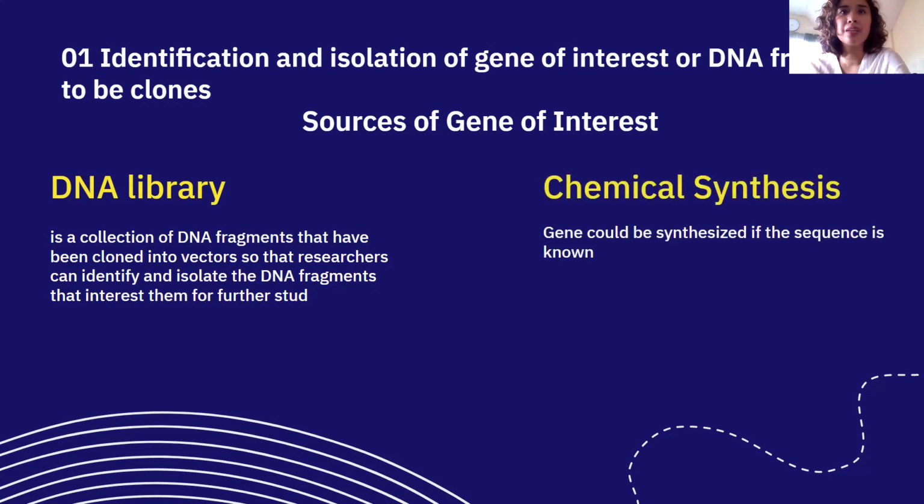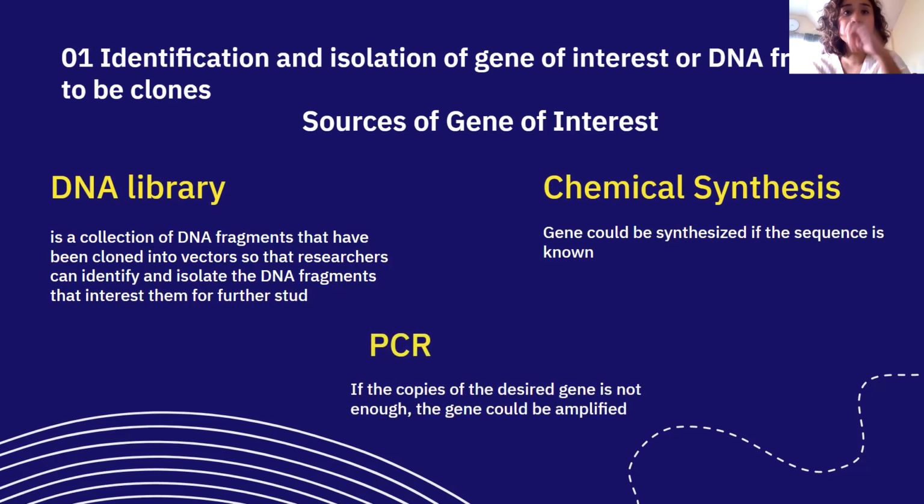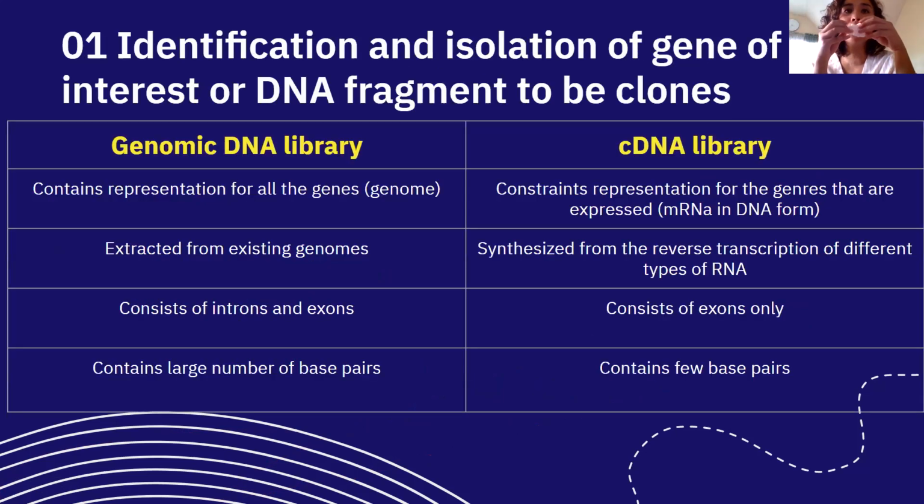Chemical synthesis. If you know the amino acid sequence, you could synthesize pala yung genes. And guys, if you have a portion already of the gene, you could now amplify it. Kung gusto mong paramihin pa or pahabain pa, you could now use a PCR machine. Okay? For this topic, we'll focus on DNA library. Okay? So there are two types of DNA library.